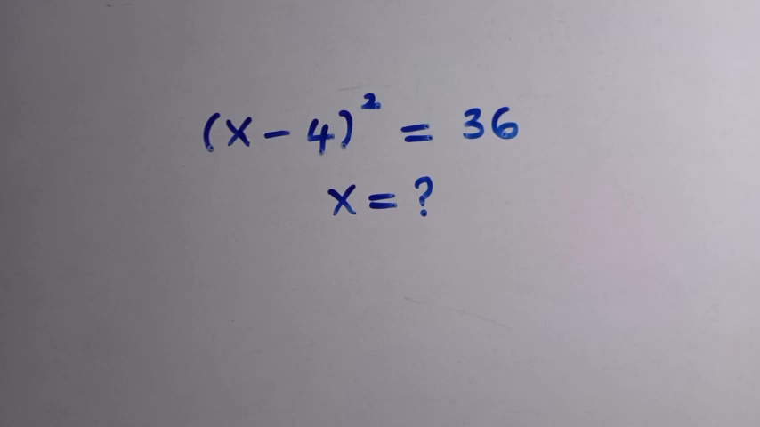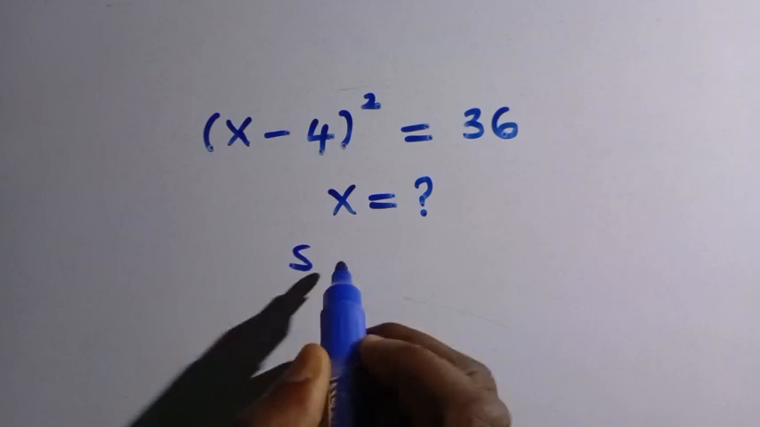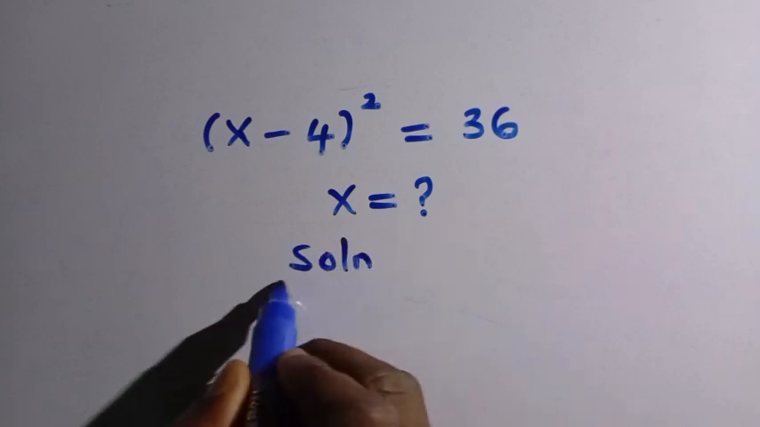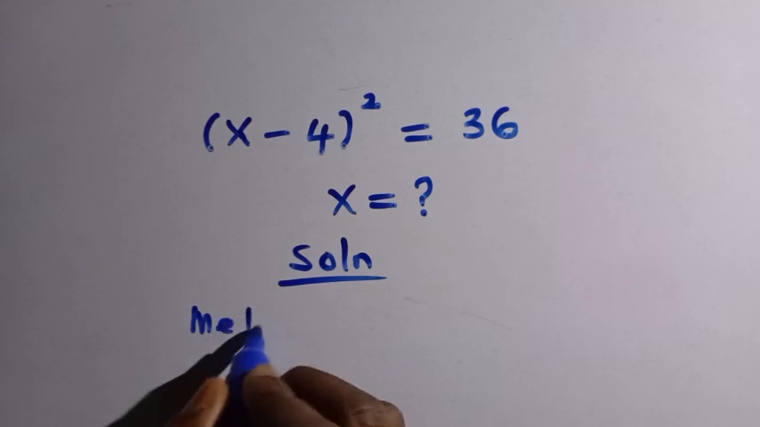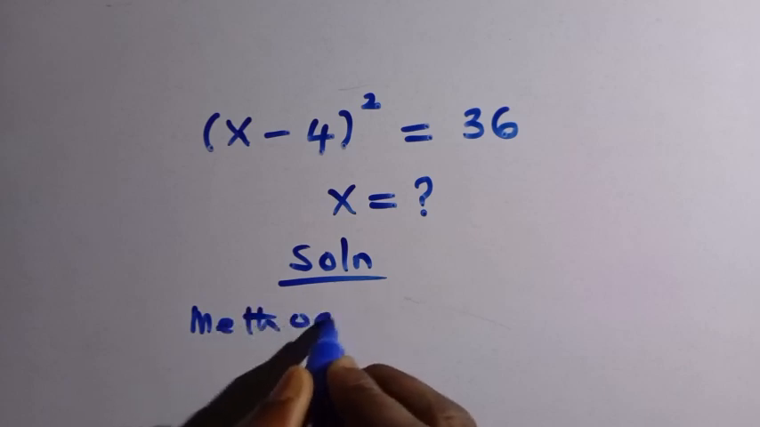How to solve these nice algebraic equations? We have (x - 4)² = 36. We are going to solve this problem using two different methods. So let's consider the solution from here. This is method 1 of solving this.